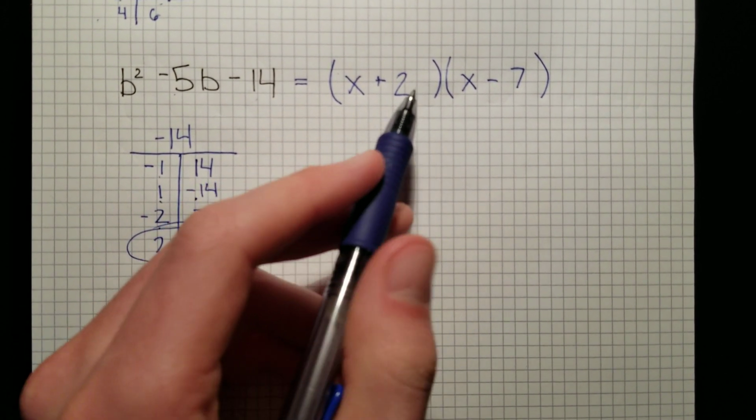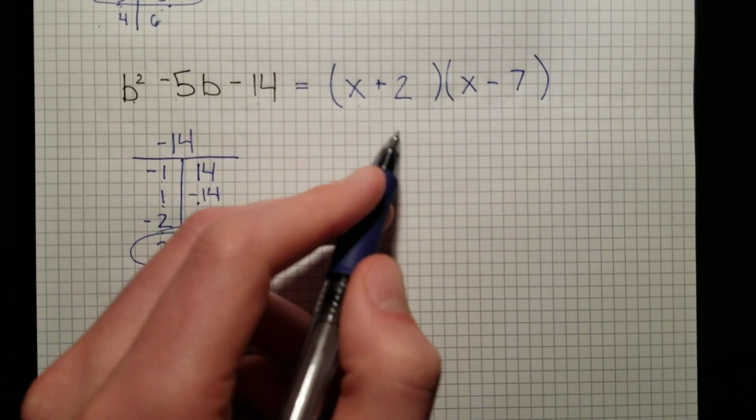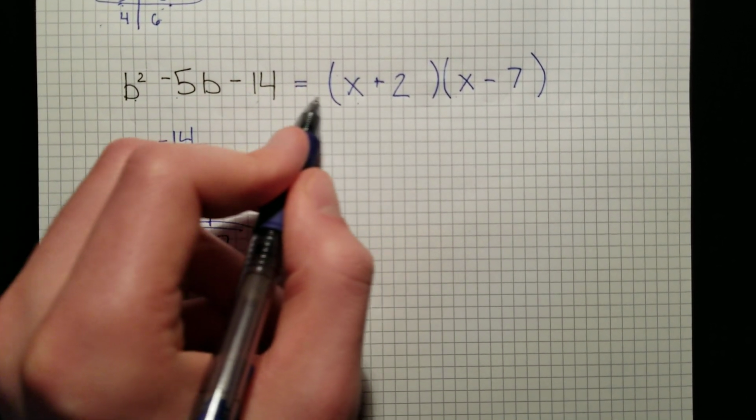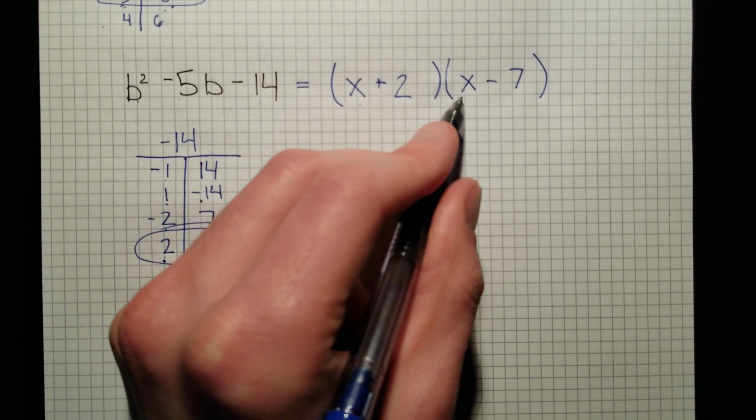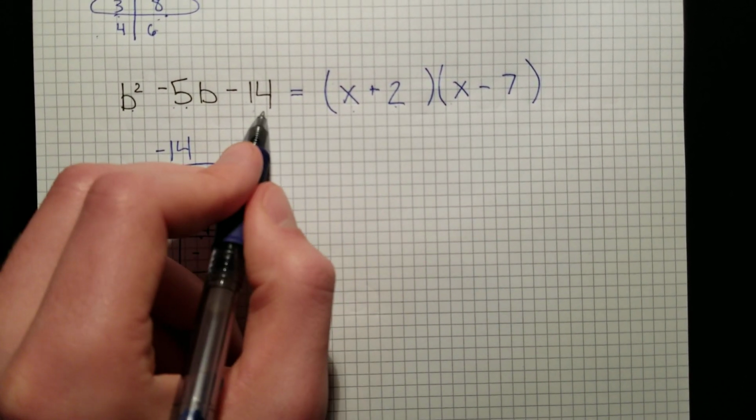And that'll work out, because again, x times x is, I did that wrong. x times x is x squared. x times negative 7 is negative 7x, and 2 times x is positive 2x, so that would add to negative 5. And 2 times negative 7 is negative 14.